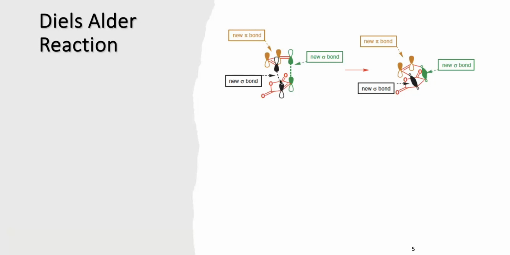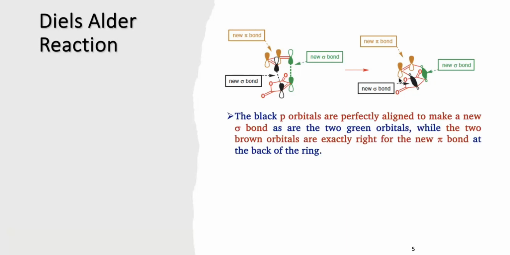These 2 orbitals will undergo head-on overlap. This black and this green one will undergo head-on overlap and result in the formation of a new sigma bond, and these 2 brown orbitals, which are in the same phase, will undergo a lateral overlap and result in the formation of a new pi bond. So it will result in the formation of a cyclohexene ring. The black p orbitals are perfectly aligned to make a new sigma bond, as are the 2 green orbitals, while the 2 brown orbitals are exactly right for the new pi bond at the back of the ring.